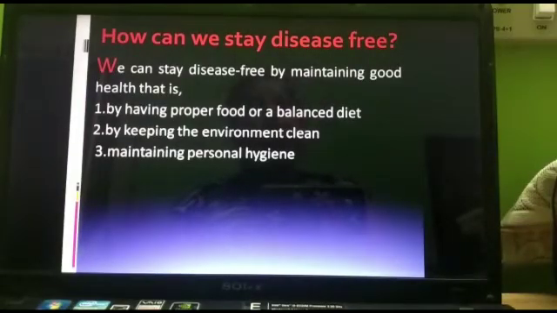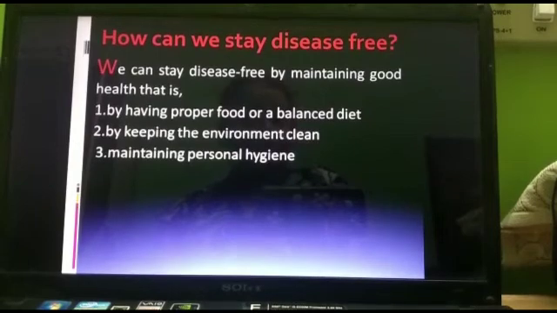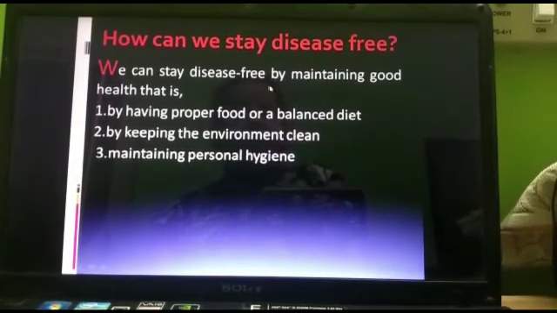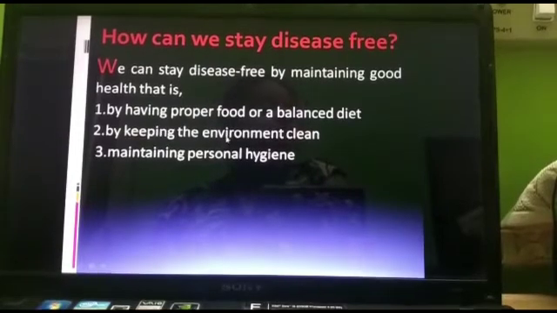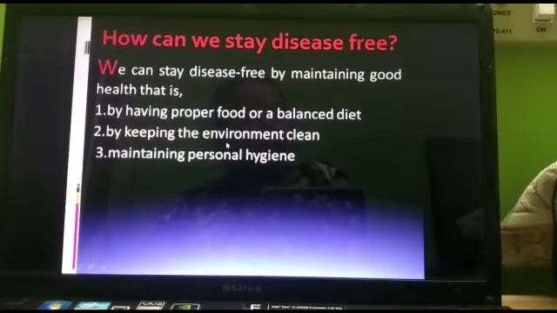We all know we can stay disease free by having a proper diet, as it gives you all the nutrients, by keeping our environment or our surroundings clean, because if our surrounding is clean, we are disease free. That means we are healthy. Third, by maintaining personal hygiene. By maintaining your personal hygiene, you can remain disease free.